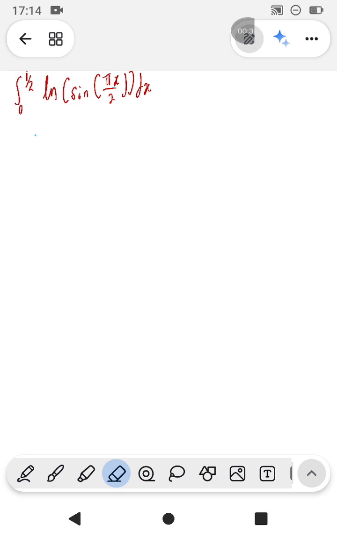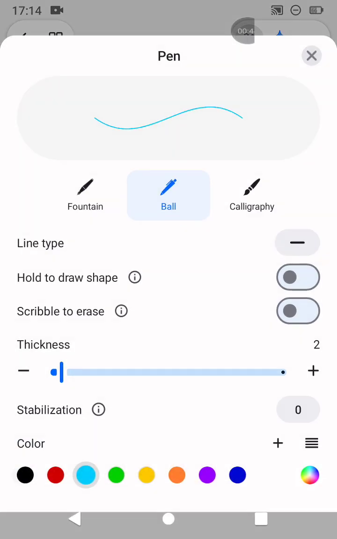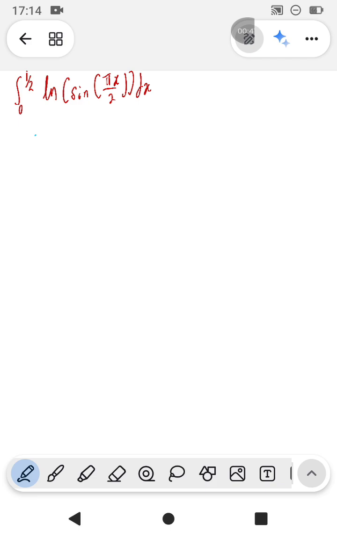Alright guys, so let's dive into the solution. You'll be wondering, what method are we going to use to solve this problem? The first thing you're going to do is to make a substitution. But before that, I would like to introduce a very special function in calculus to us. What's the function? We call it the Clausen function. Alright, so I'm going to introduce the Clausen function now.